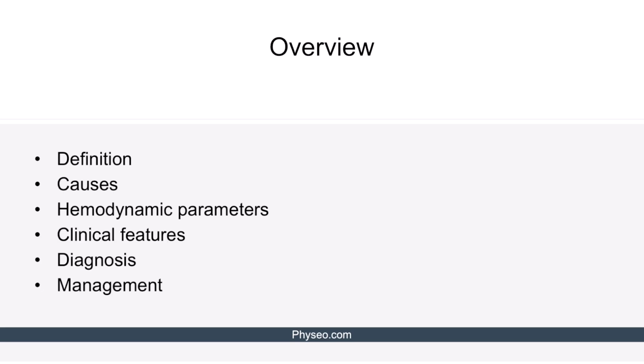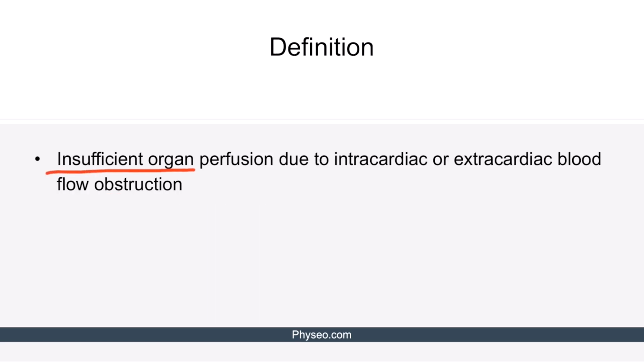We're going to go over the definition, causes, the hemodynamic parameters you need to know, as well as how it presents clinically, and then lastly, the diagnosis and management. Obstructive shock is insufficient organ perfusion due to intracardiac or extracardiac blood flow obstruction. In other words, a pathologic process inside or around the heart obstructs the normal blood flow.